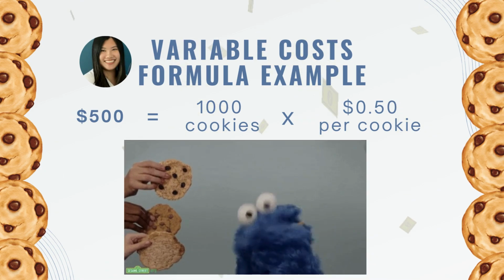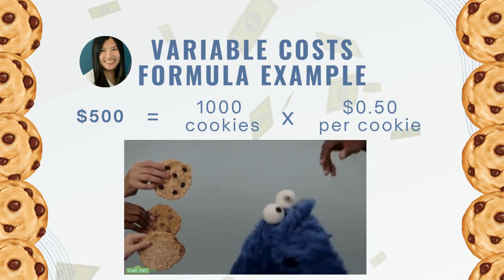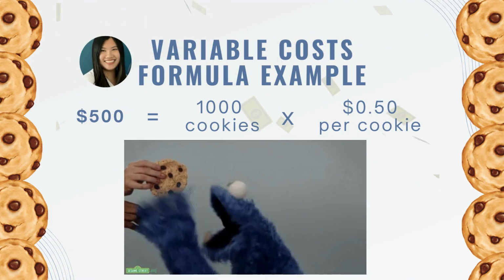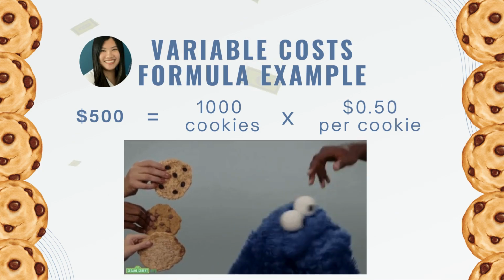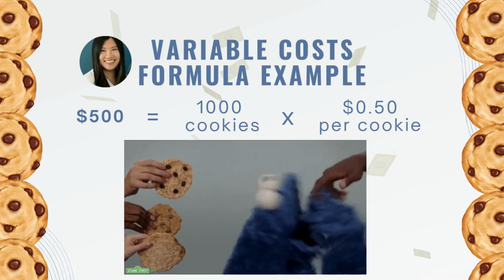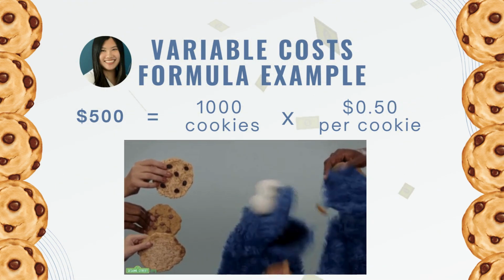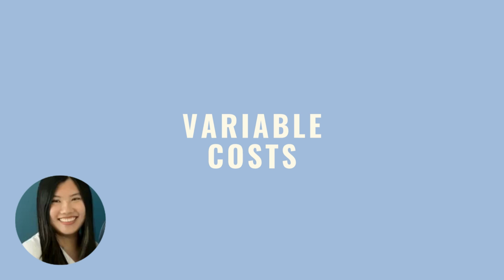Variable costs are expenses that change directly with the level of production. The total variable cost increases or decreases proportionally with the number of units produced, while the variable cost per unit typically remains constant. Understanding variable costs is crucial for cost accounting, profitability analysis, and making informed business decisions. Now, let's talk about a few examples of variable costs.